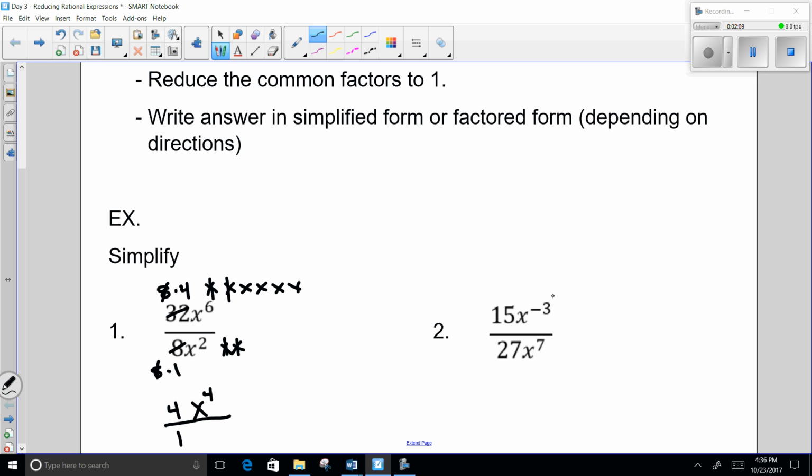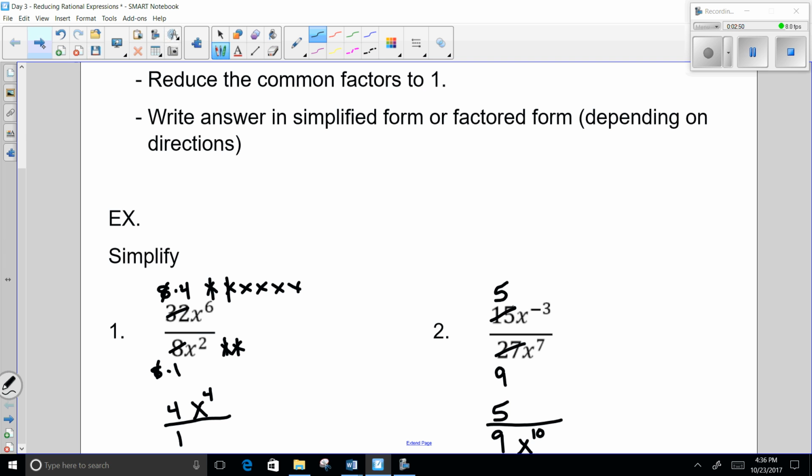Okay, over here, we would do the same thing. 15 and 27, what do those have in common? Those both share a 3. So if I take a 3 out of this, I'm going to be left with a 5. If I take a 3 out of this, I'm going to be left with a 9. Our exponent rule, we have division, so when we divide, we subtract exponents. So I will have a fraction of 5 over 9. And when I do this, I have more x's on the bottom, so that means my x is going to go on the bottom. How many more? So I do 7 minus negative 3, which would be a total of 10 x's. So that would be your answer.